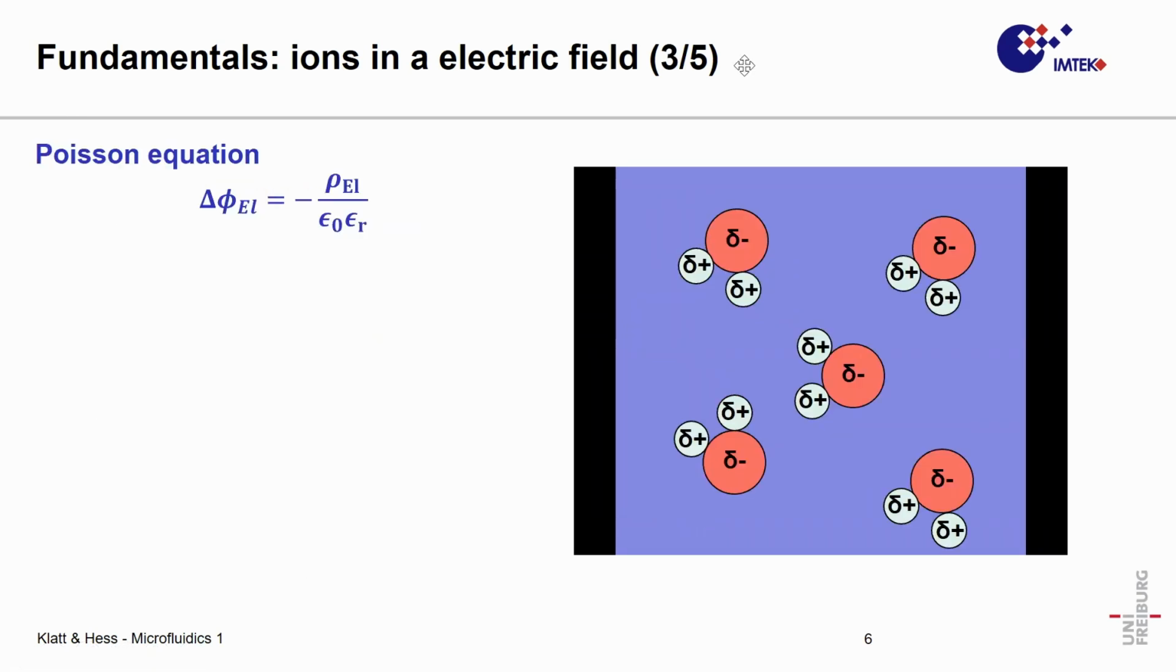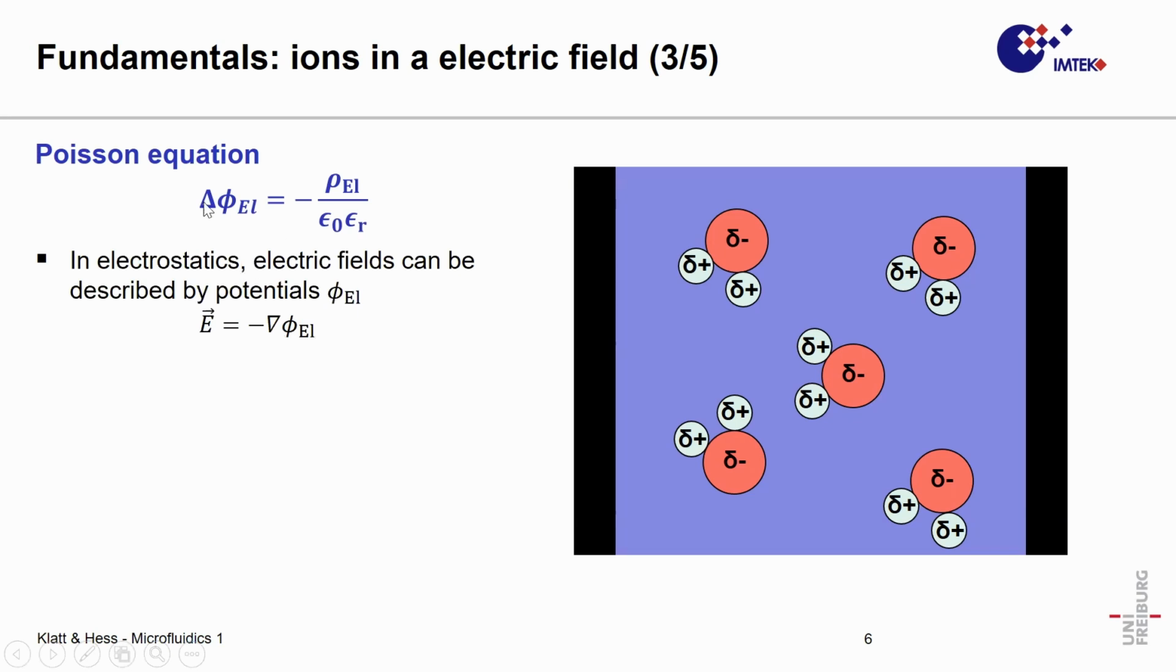Very crucial for this lecture is the Poisson equation described here. On the left-hand side, you have the Laplacian of phi electric, which equals minus the charge density divided by the permittivity of the vacuum times the permittivity of your liquid. In this case, we are going to do it the other way around. So we are going to look where these parts come from, where does the left part come from, where does the right part come from, so that you understand which assumptions we took to get to the Poisson equation.